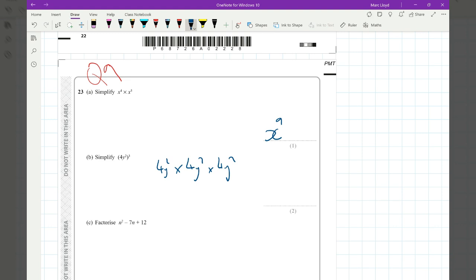So 4y squared is to be multiplied by itself and then by itself again. 4 times 4 times 4 is 64. And then 2 plus 2 plus 2 is 6. So 64y to the 6. What you'll notice here is the 4 is cubed as normal, and then we do 2 times 3 for the power. Okay.